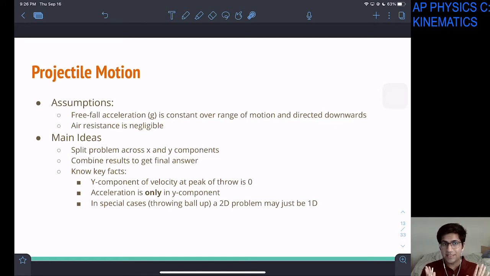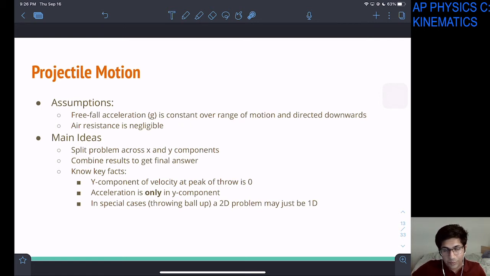Usually we'll say air resistance is negligible unless the problem says it has a drag coefficient or has some kind of resistance to motion. And this is how we attack them. We want to split the problem across x and y components. Remember, vectors contain components.